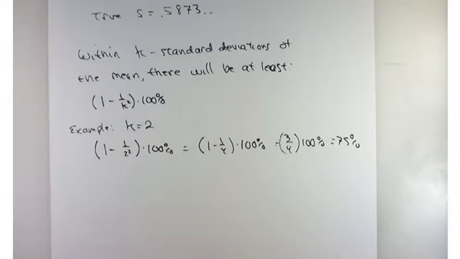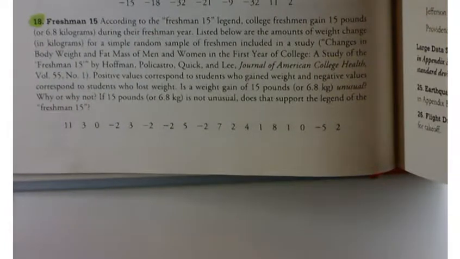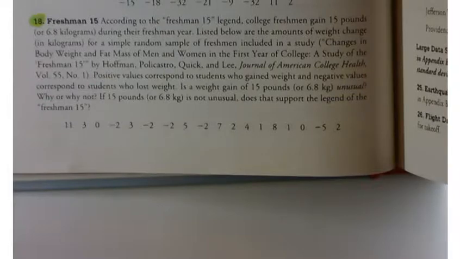Let's look at problem number 18. It says, according to the freshman 15 legend, college freshmen gained 15 pounds or 6.8 kilograms during their freshman year. Listed below are the amounts of weight change in kilograms for a simple random sample of freshmen included in a study. Positive values correspond to students who gain weight. Negative values correspond to students who lost weight.